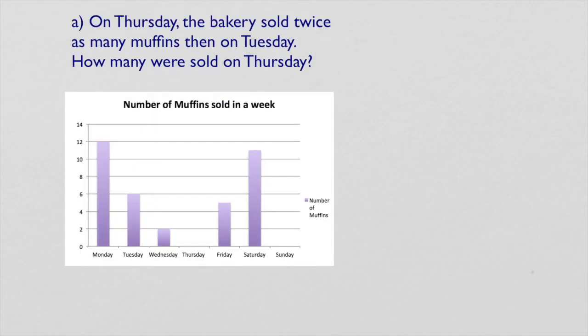Right then, part A. On Thursday, the bakery sold twice as many muffins than on Tuesday. How many were sold on Thursday? So for this question, we need to read how many muffins were sold on Tuesday. And looking at it, you can read over from the left axis, they sold 6. So 6 muffins were sold on Tuesday. And then you double it, twice means double. So double that number to make 12. 12 muffins were sold on Thursday.